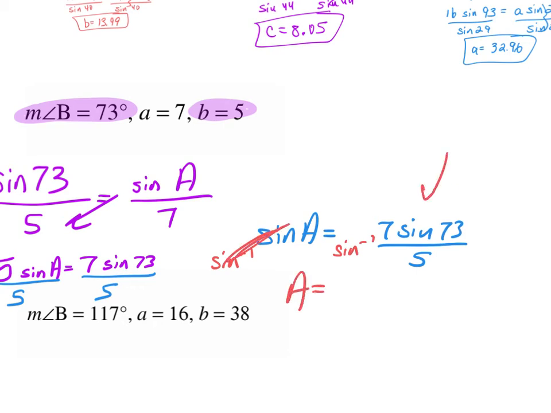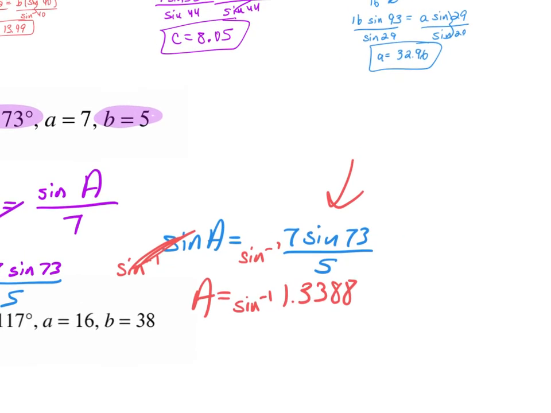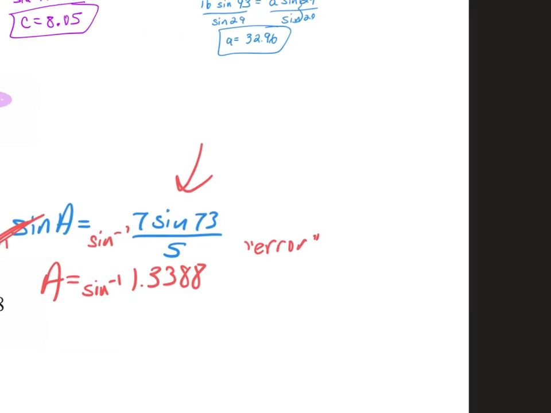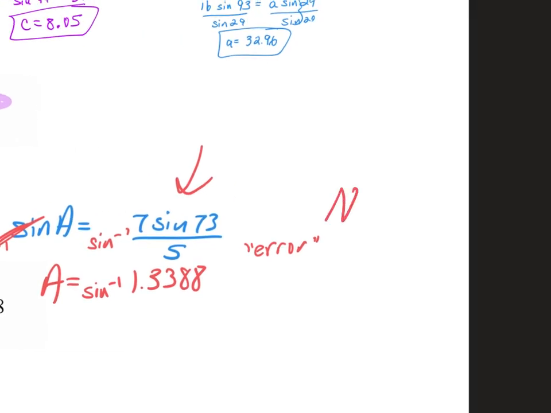So in my calculator, this value was 1.3388. So do sine -1. You got to hit second. And what do you get when you plug that in? You should be getting an error. When you get an error message, it's funny to watch you guys do it because you're like, huh? When you get an error, that is an answer. That's telling you that no triangle can be formed.